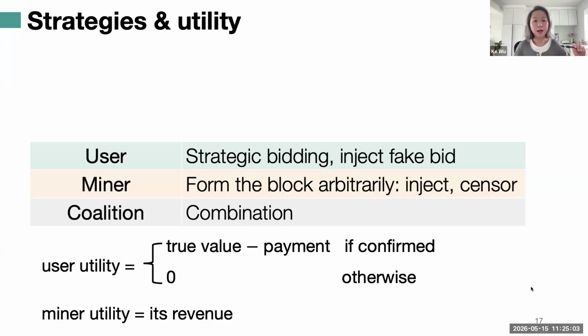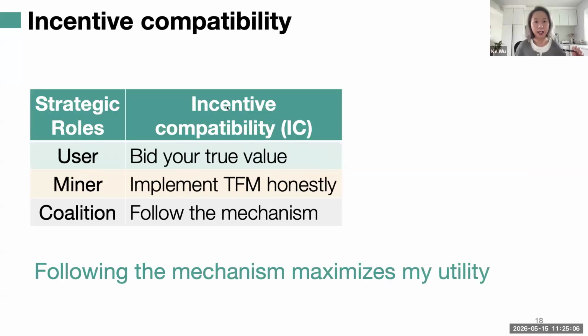So the three desired properties we had earlier are called incentive compatibility, or I might sometimes just write IC for short. So for users, you just submit one transaction, bid your true value. That maximizes your utility. For the miner, you just implement the mechanism honestly, that maximizes your utility, and the same for the coalition. So these are the three desired properties for transaction fee mechanisms, and the characterization under these three desired properties has been long studied.